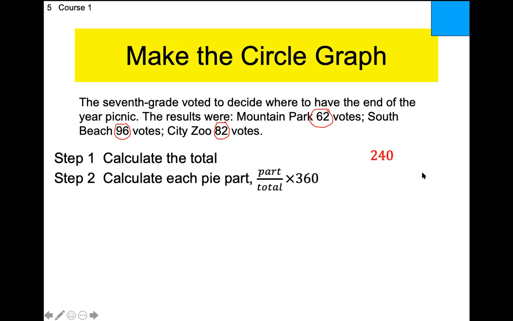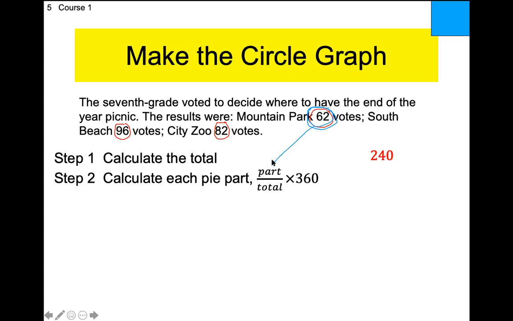Step number 2, which we need to do multiple times. How many times do we do it? Well, how many numbers did you circle? I circled 3 numbers, so I'm going to do this calculation 3 times. But here's how it's done. Start with one of the numbers, and it doesn't actually matter which one you start with. I will start with the 62.